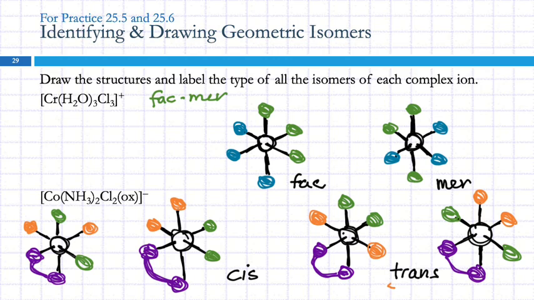So that's the one on the left. And this is the one on the right. And they are different. Good call. So there's two different cis isomers and two different trans isomers. Would any of these be facial or meridian isomers? No, I don't think there's really any way you can think about it that way.